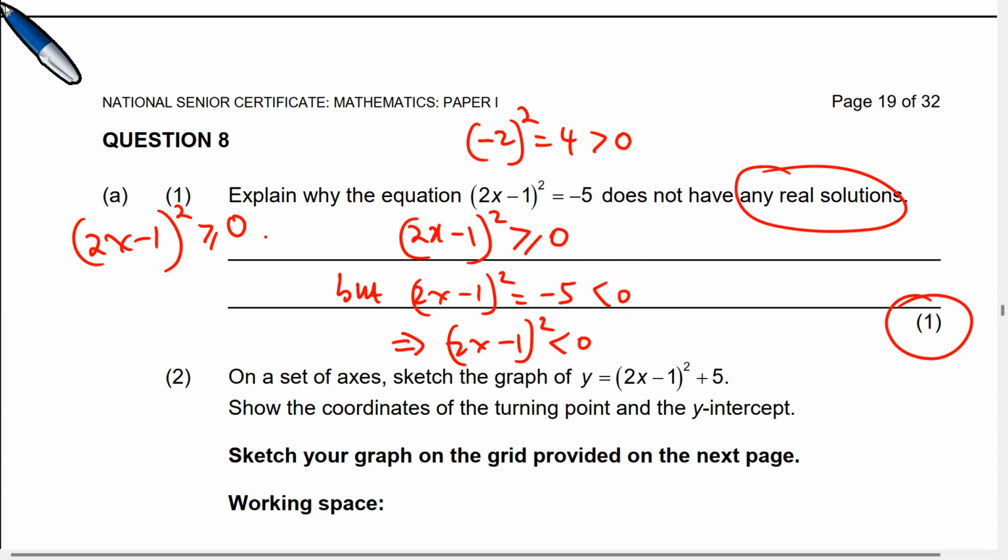Any question? So I don't need to write too many things. The thing you need to write is to explain why this does not have any real solutions. Is to say this one is greater or equal to what? 0.